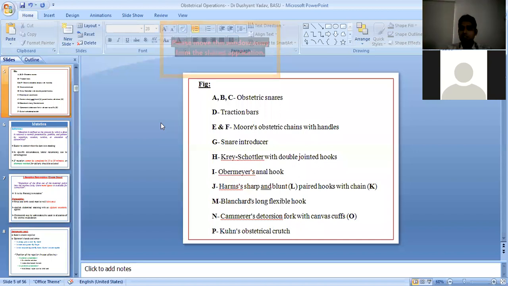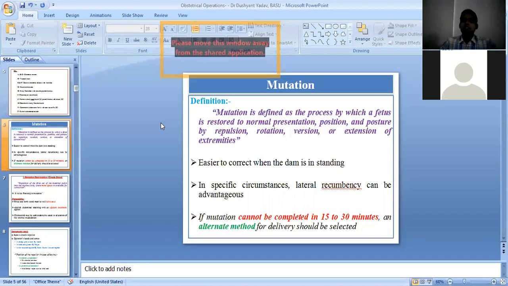These are the list of the obstetrical operations. Here the light has gone. You people have seen me, so no problem. Mutation.